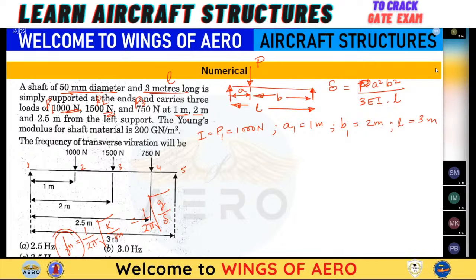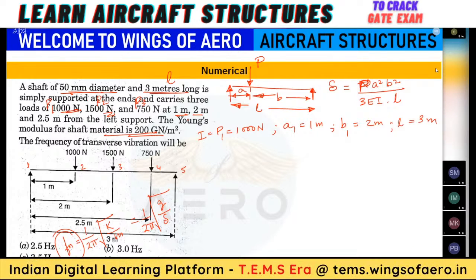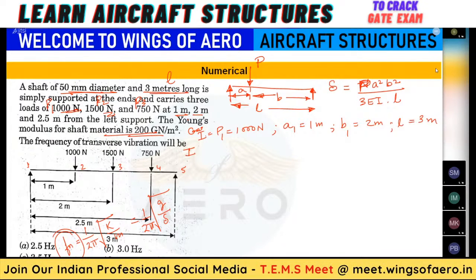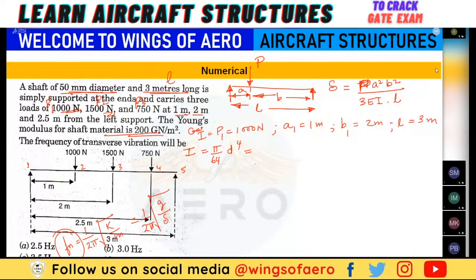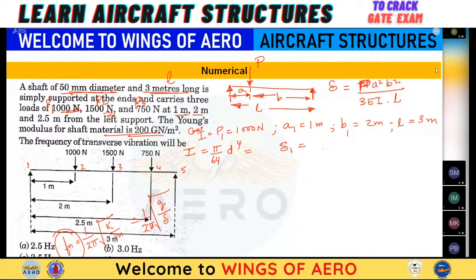E is given, Young's modulus has been given. I you can find using the diameter. What is the I value? Pi by 64 d power 4. Right? You can find the I. So substitute all the values and you will get deflection 1.